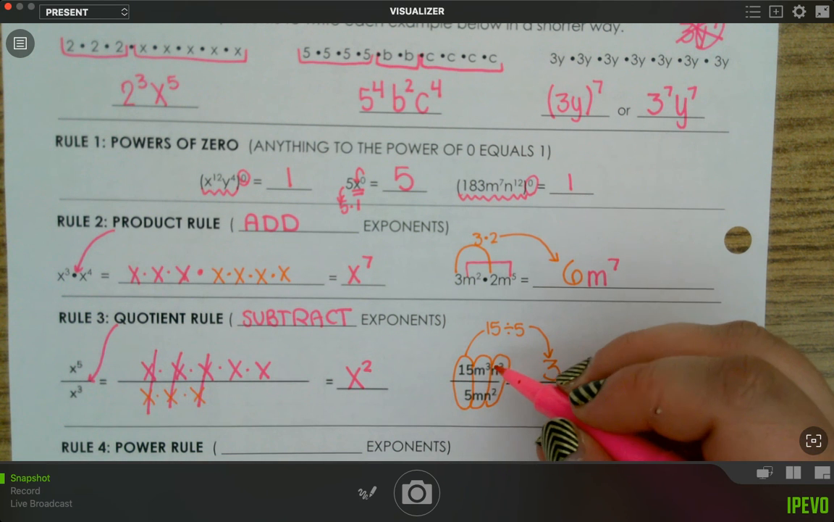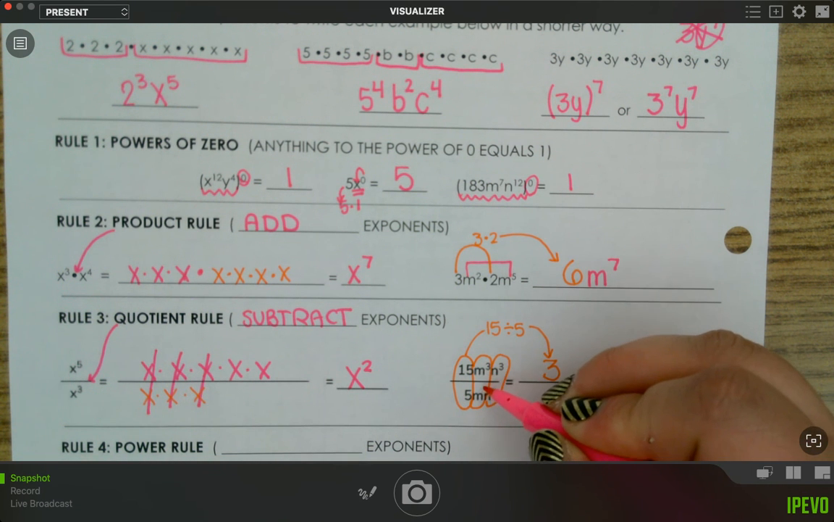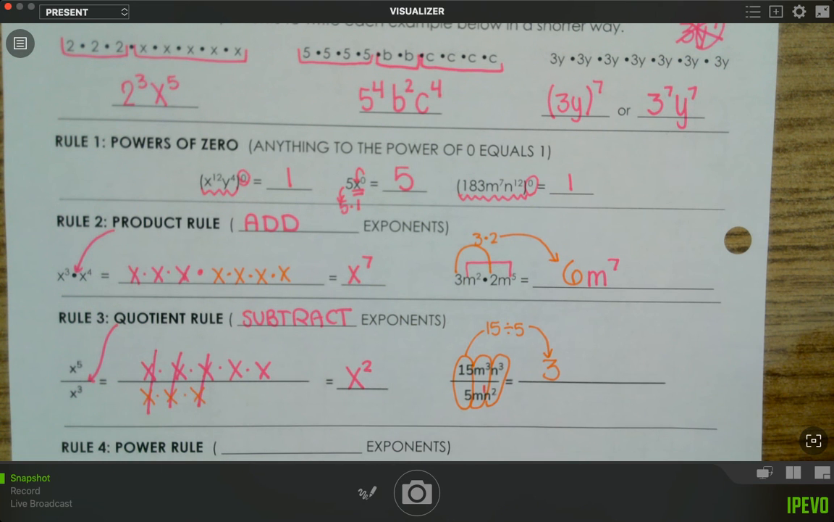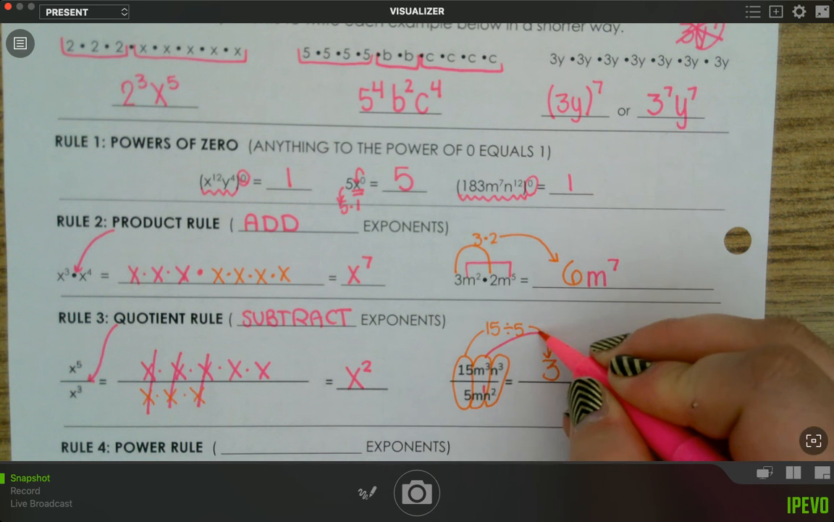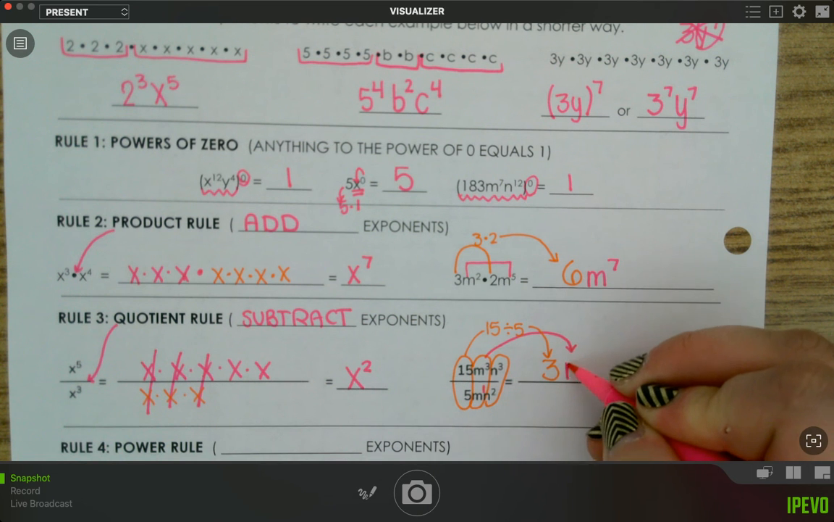Then m cubed and m to the first on the bottom. So if something doesn't have an exponent at all, it gets an exponent of 1 automatically. And if you have 3 on top and you take away this 1 on the bottom, now you only have m squared left.